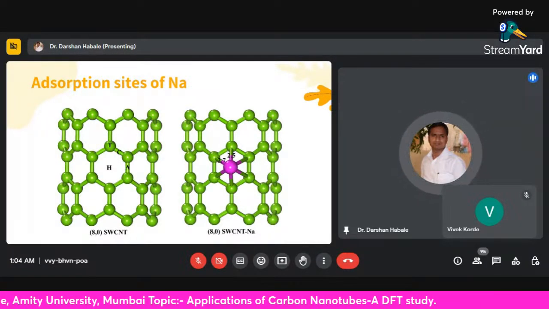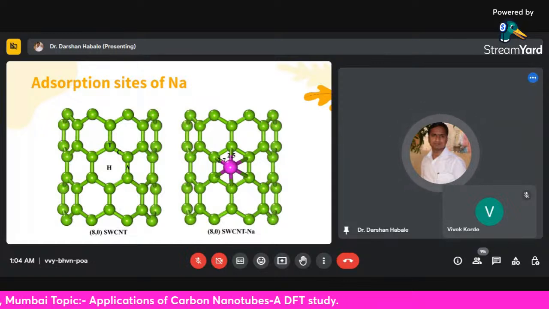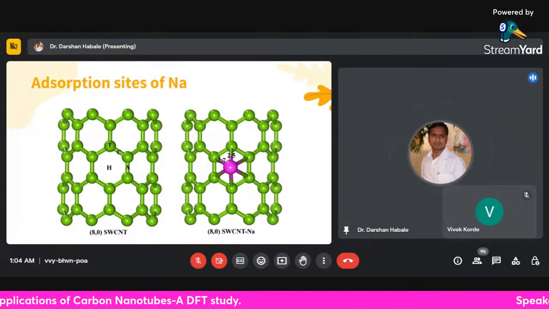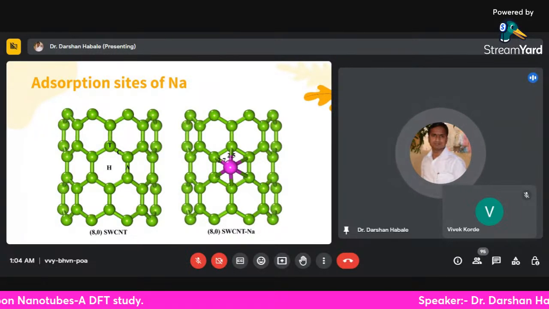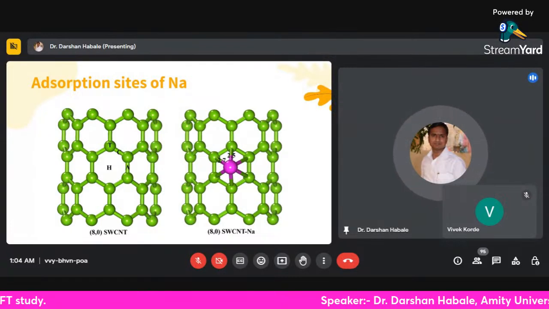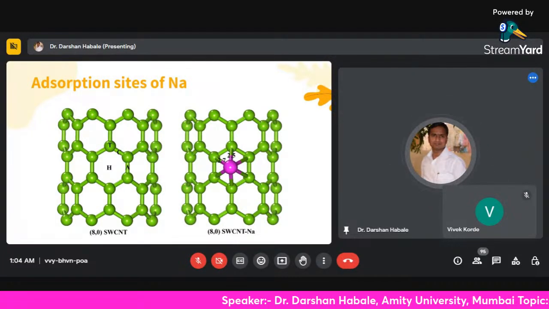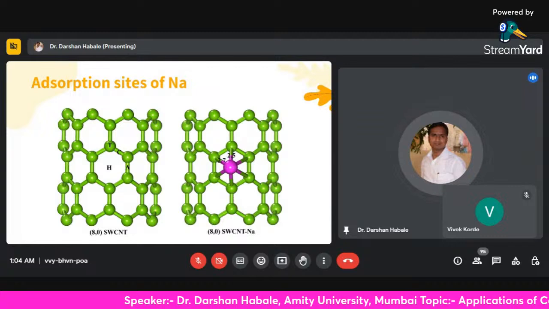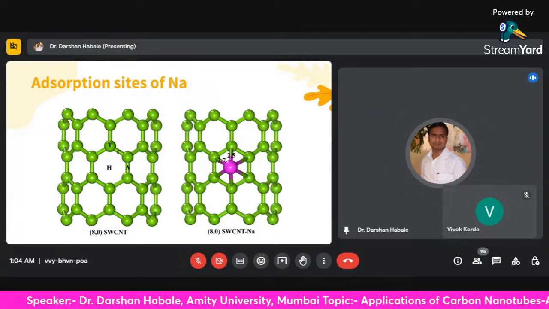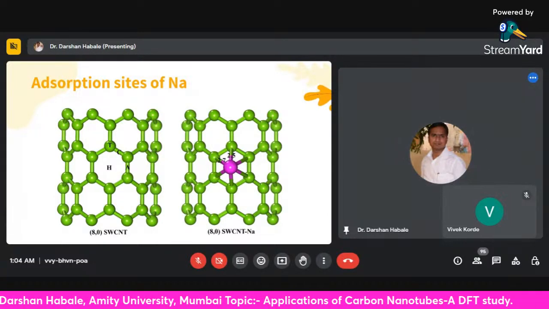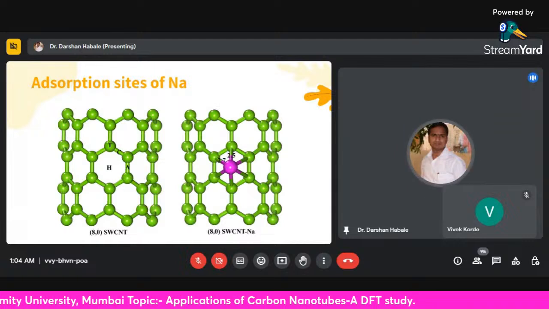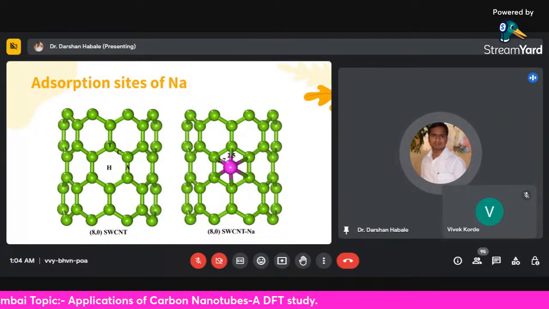So what are the possibilities? We have tested all the possibilities that one may keep this sodium atom on the top of this carbon atom. That is called T. T is mentioned over there. That is the top side. So we tried to keep the sodium atom on top of this carbon atom, and then we submitted the job, the process for the geometry optimization.